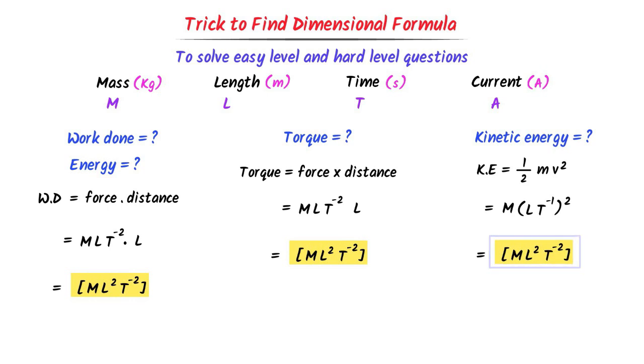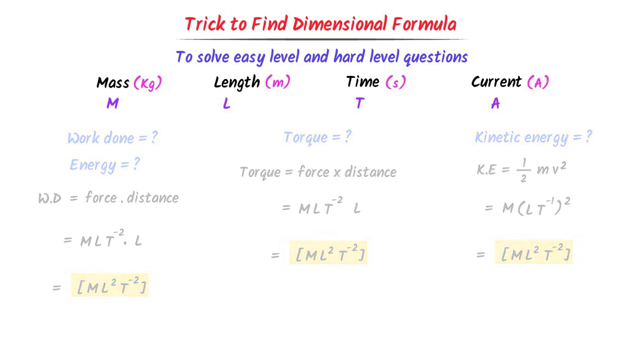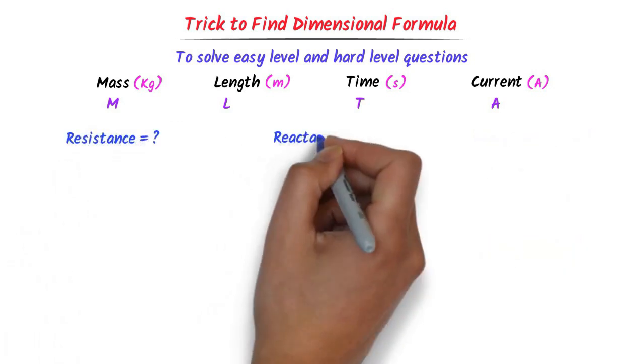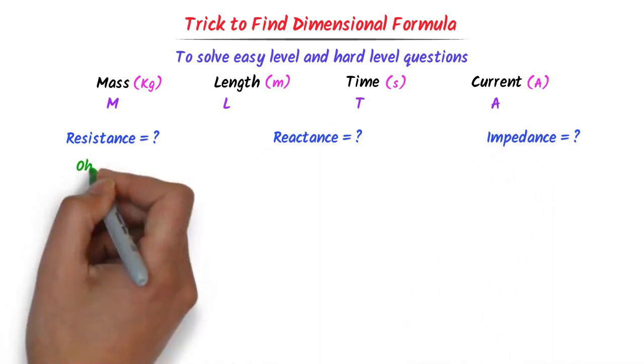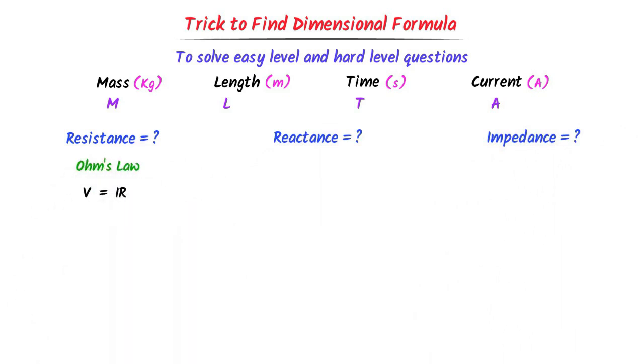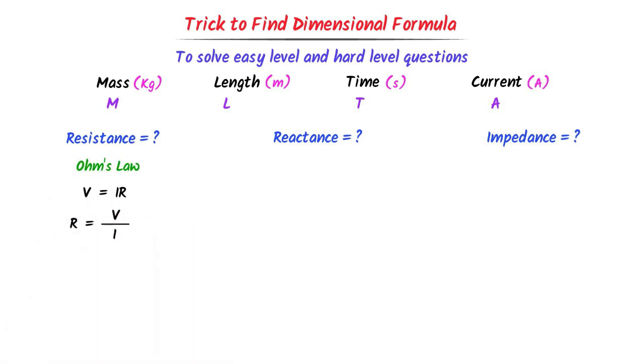Thus remember that the dimensional formula of all these quantities is the same. So note it down. Finally, find the dimensional formula of resistance, reactance and impedance. Well, according to Ohm's law, V is equal to IR, or R is equal to V upon I. Let this be equation number 1.